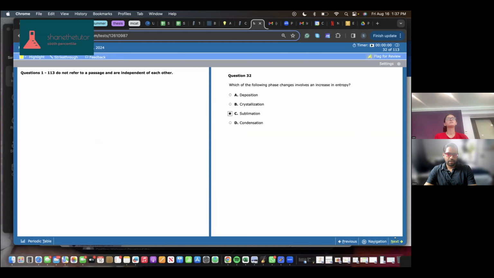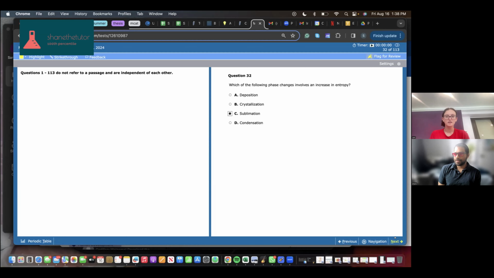I can't remember what sublimation is. I'm pretty sure it's when it jumps from liquid to gas. No, it jumps through two phases, like solid to gas. Which I'm going to guess takes a lot of heat, and I associate heat with entropy, so I thought that C would be correct.